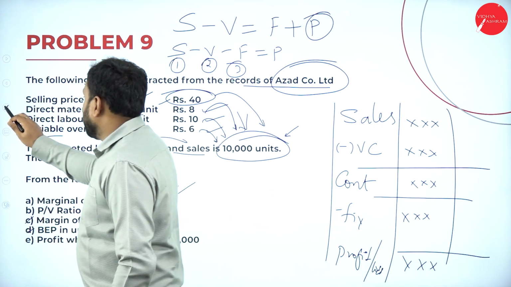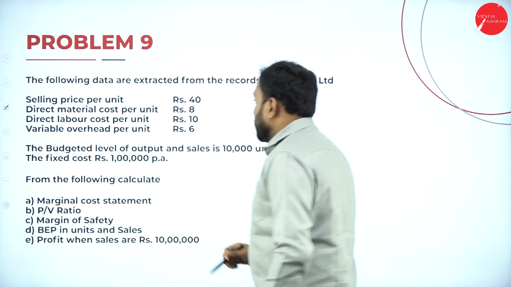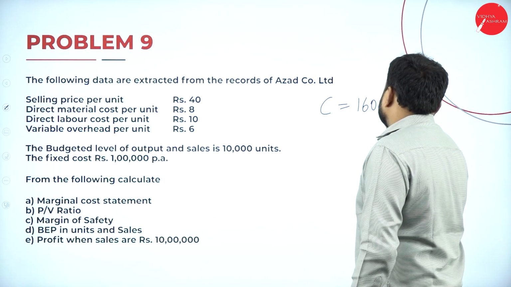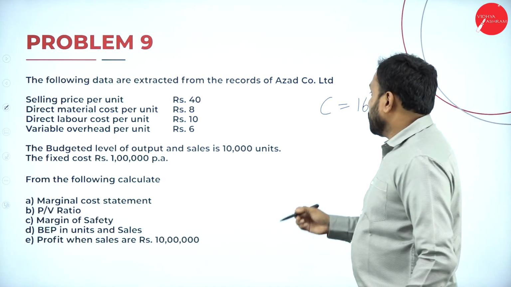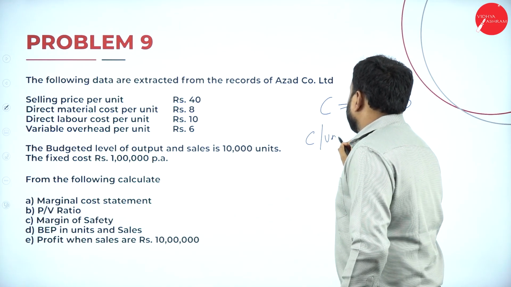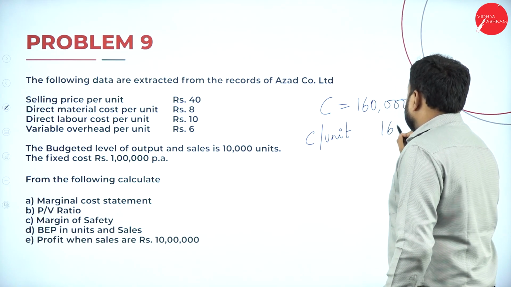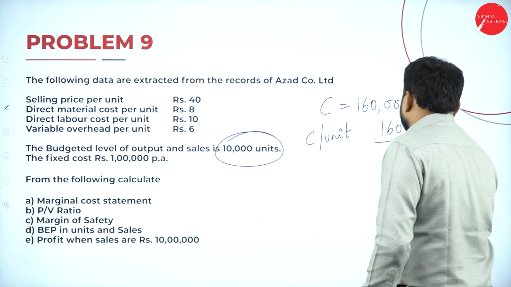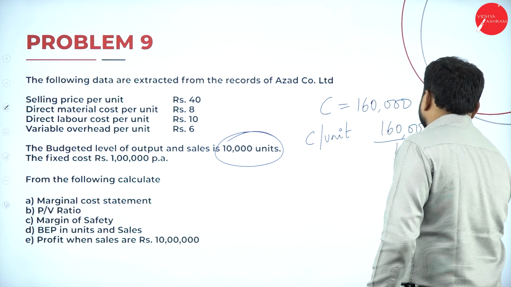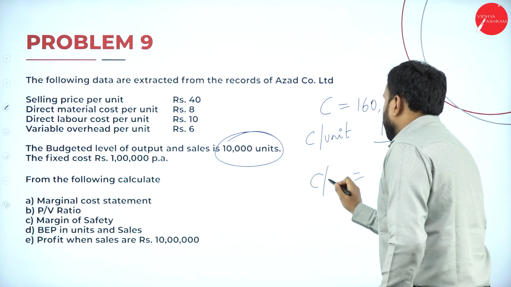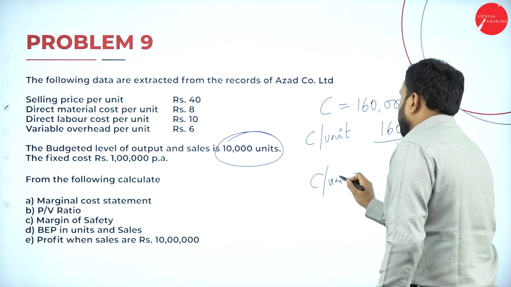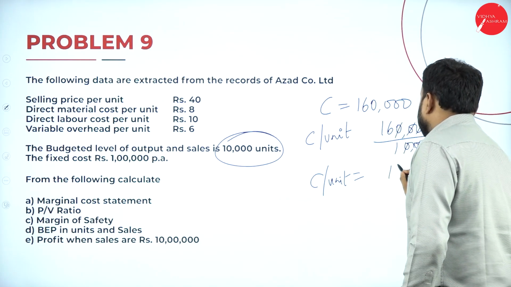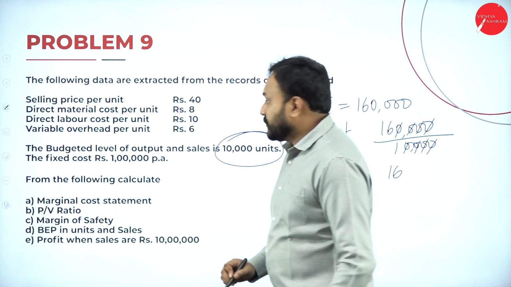Example here, I'll just show you. I'll just erase everything here so that you will feel easy to understand. Contribution is equal to 1,60,000. How to find the contribution per unit? That means 1,60,000 divided by the units produced and sold. So here it is 10,000. So contribution per unit is equal to 16.